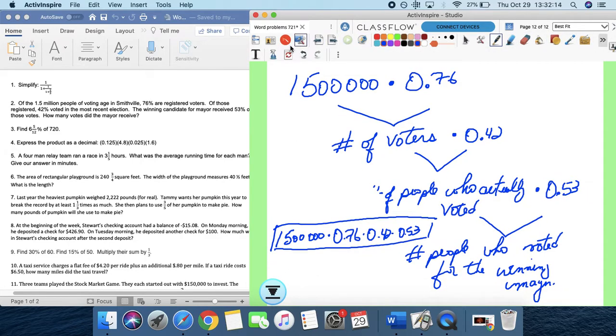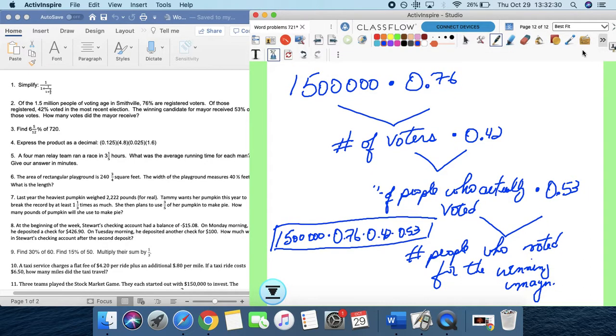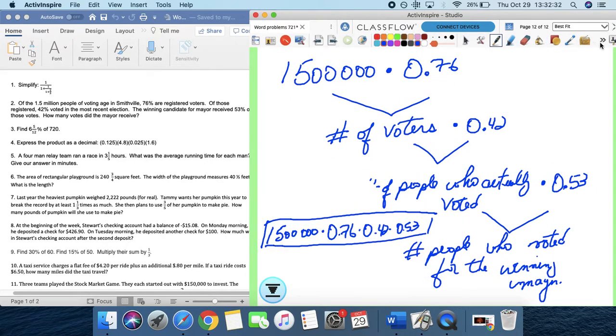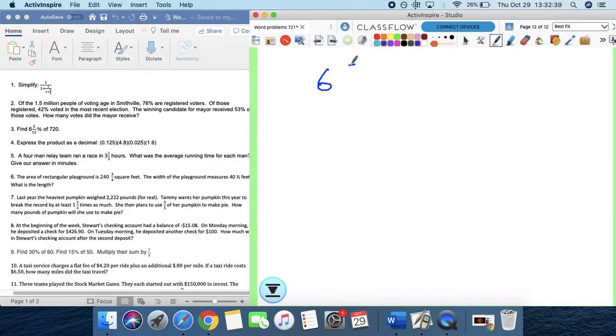Next question. Find 6 and 5/12 percent of 720. Okay, why can't I erase this? Yeah, got it. Clear annotations. 6 and 5/12 percent of 720.